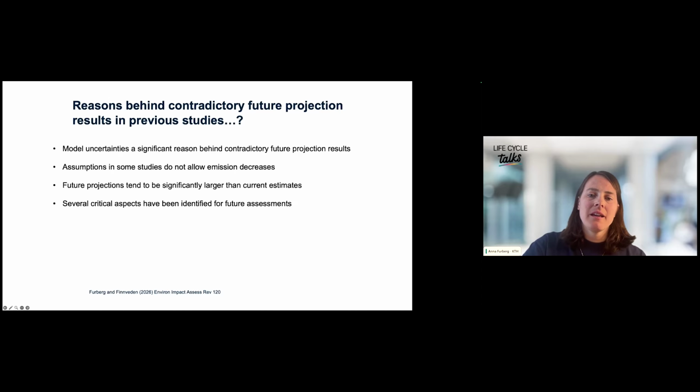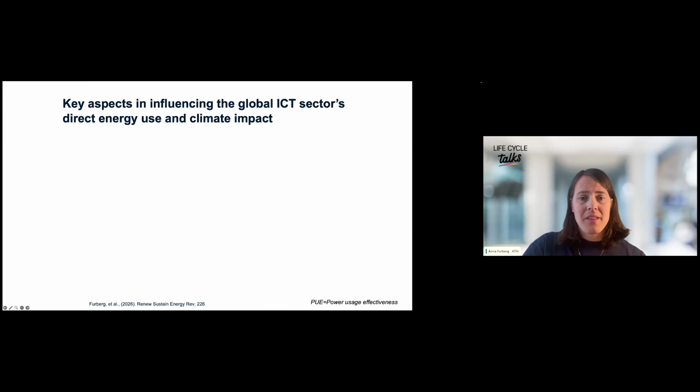So when we had finalized this work, we saw that this indicates a need for guidelines for future studies on how to quantify the direct climate impact and energy use of the global ICT sector. So that led to the work with and development of a guidelines paper.